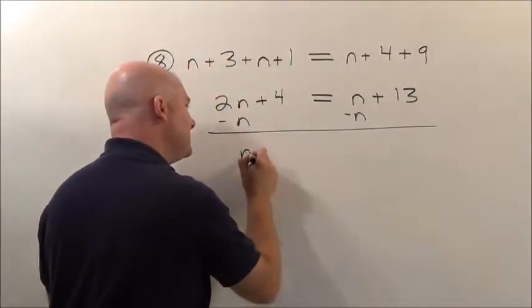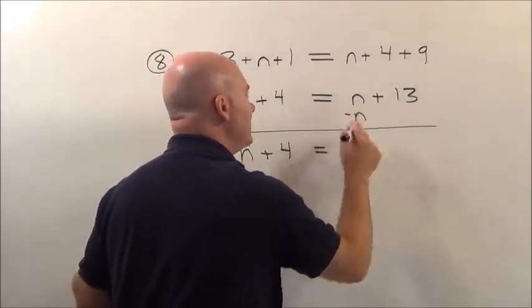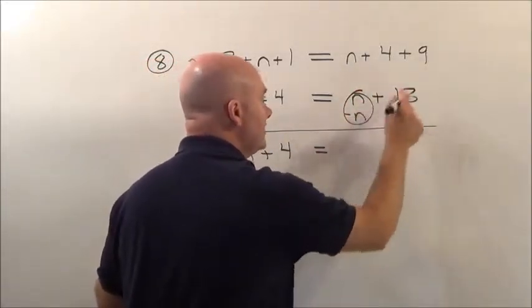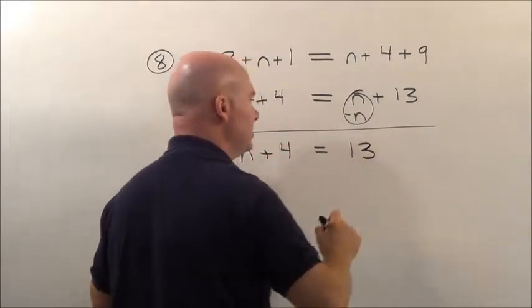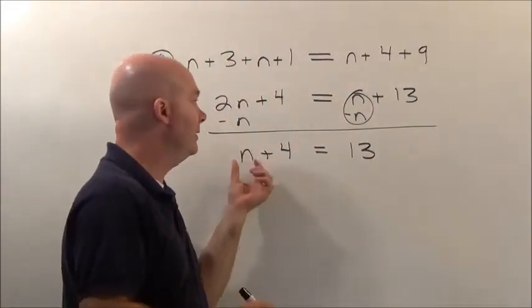2n take away an n is a single n. Plus the number 4. N minus n, that's gone, 0, and then 0 plus 13 is just the number 13. We got rid of the n on that side. We got it all over here to the left.